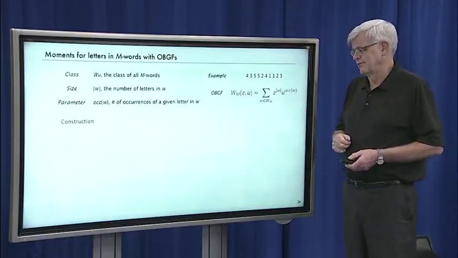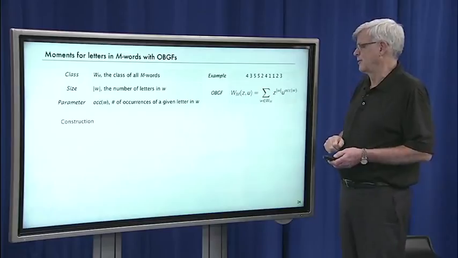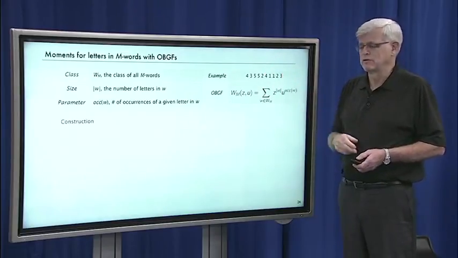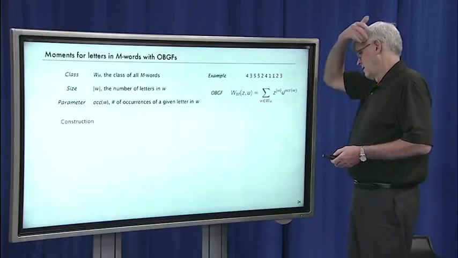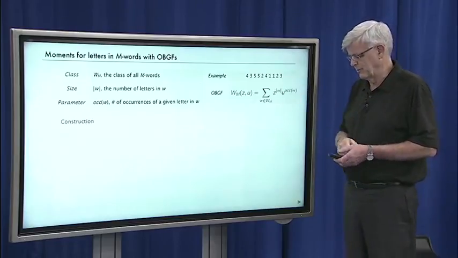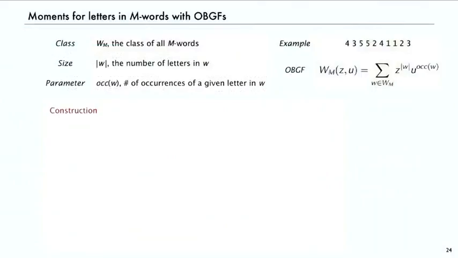All right, so here's just another example, really generalizing our number of 0 bits example. So let's talk about the class of all m words. So that's just strings with every integer between 1 and m, or sequence of sets, as we talked about last time. So the size, again, is going to be the number of letters or the length of the word. But let's take as a parameter the number of occurrences of a particular letter in the word.